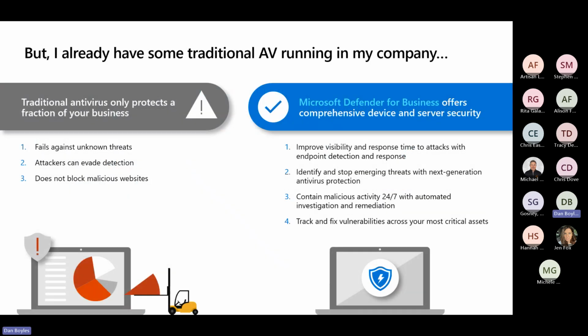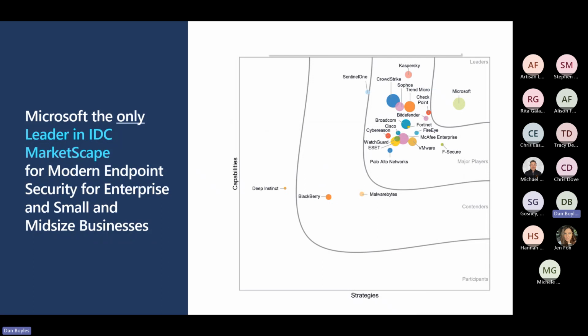Already have some traditional AV running the company. Yes, you do, but there's some benefits on there. You've got 24/7 mass global protection that's being fed back into it. Also, auto asset fixing, auto response time, and AI powered on there. And then we'll send these out so you've got it.